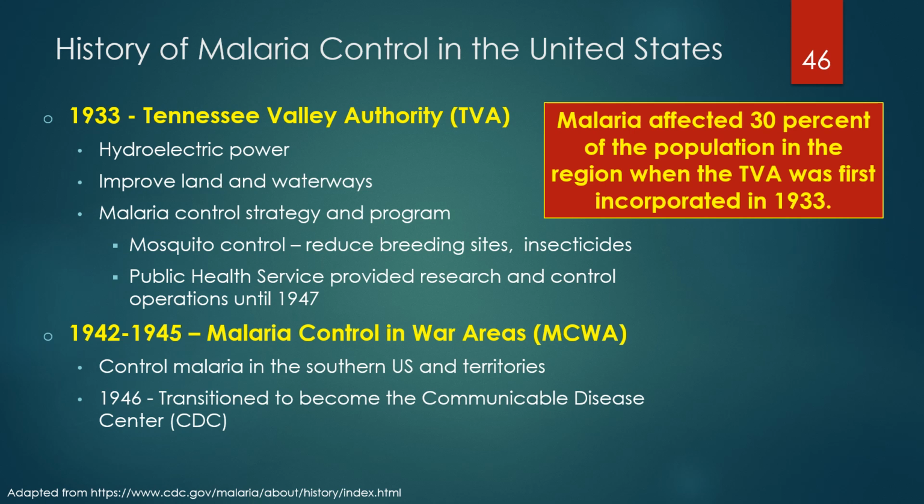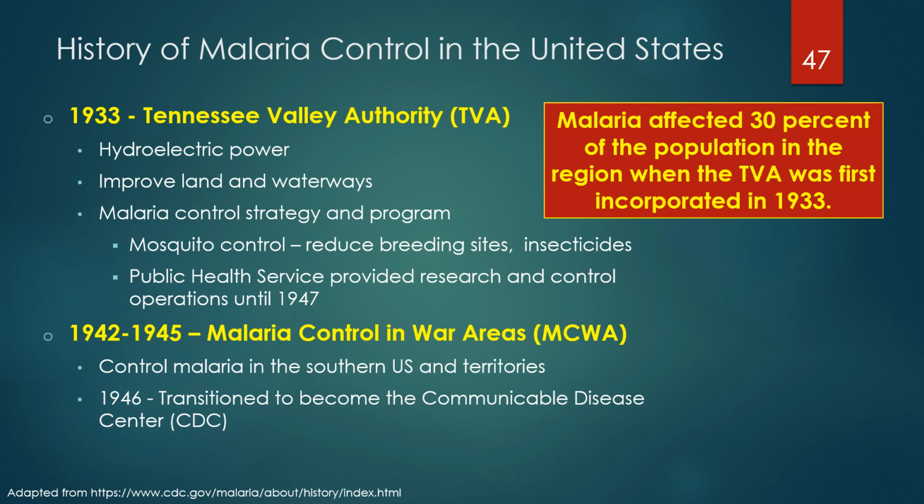The Public Health Service played a vital role in TVA malaria research and control operations, and by 1947, the disease was essentially eliminated. Mosquito breeding sites were reduced by controlling water levels and insecticide applications.